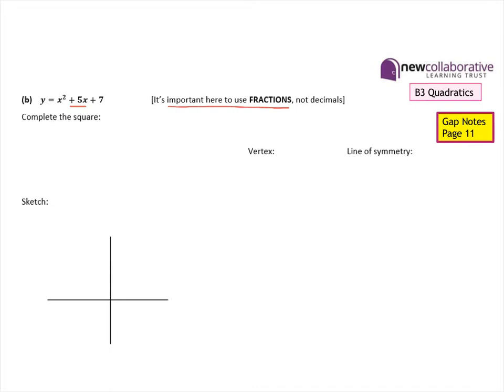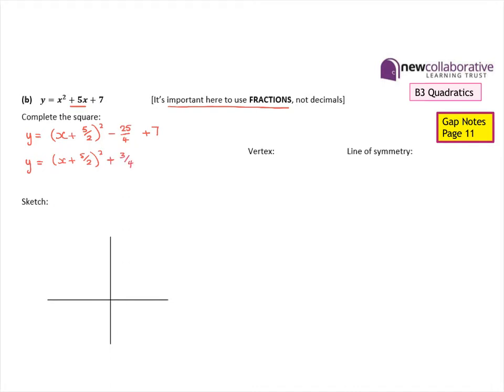So if we complete the square, we're going to need (x plus 5 over 2) squared. Now we need to subtract 25 over 4, which is the square of 5 over 2, and then we need to add 7. And so the completed square form is y equals (x plus 5 over 2) squared plus 3 over 4.